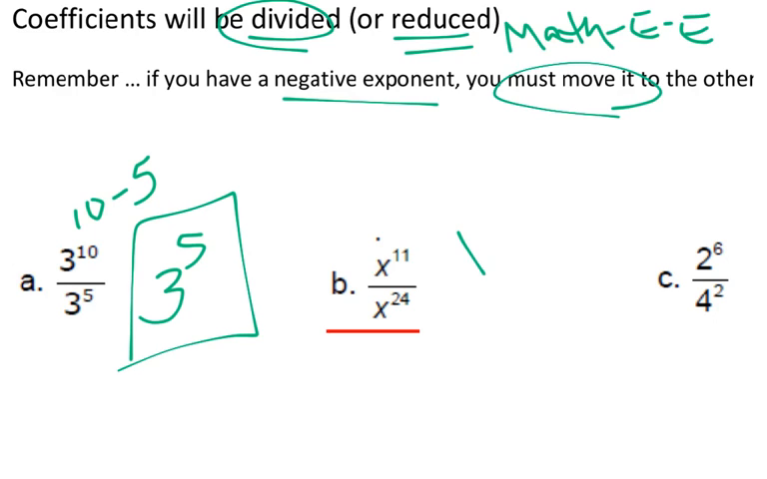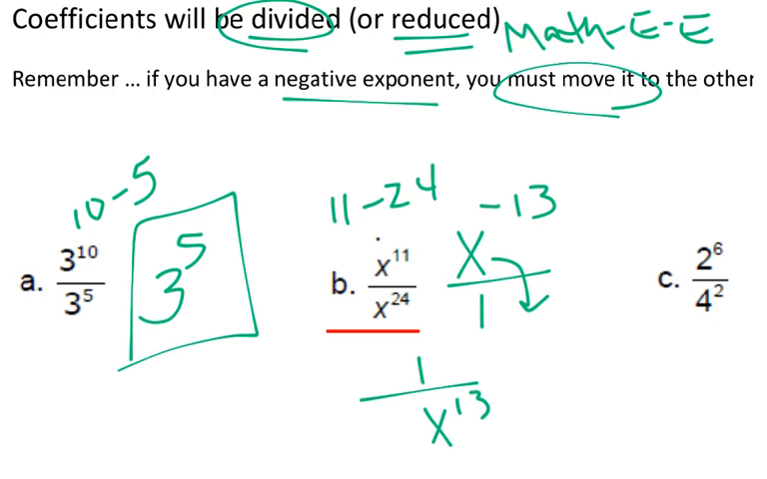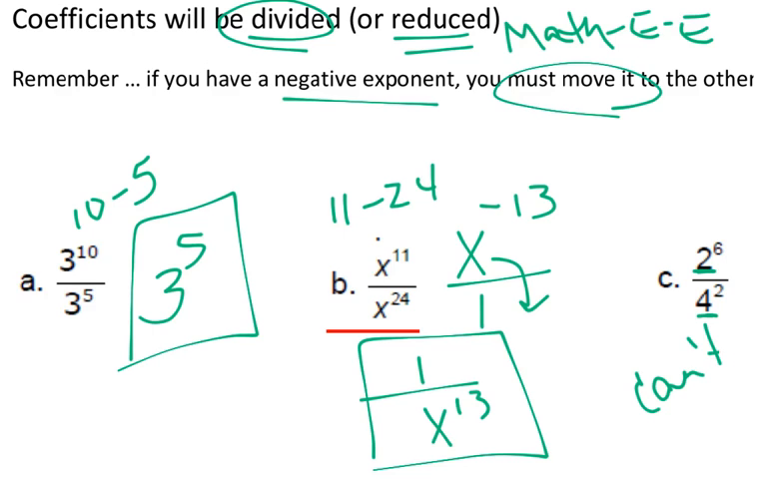For B, your base is x. So then you're going to say 11 minus 24, and you get a negative 13. Remember, you cannot have a negative exponent, so it has to be moved to the bottom of the fraction. And it becomes 1 over x to the positive 13. It's also important that you understand that when you move this, that negative exponent becomes positive. When you look at C, you notice your base is 2, your base is 4. That's not the same. Therefore, you can't do this one.